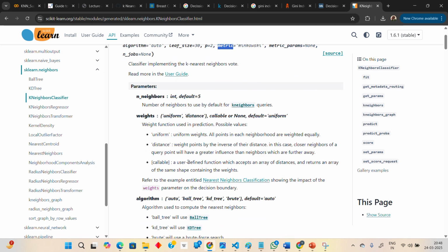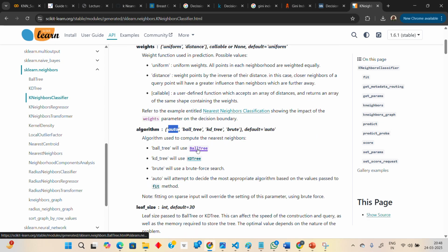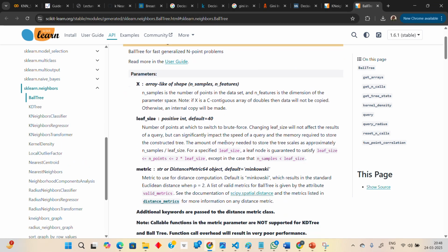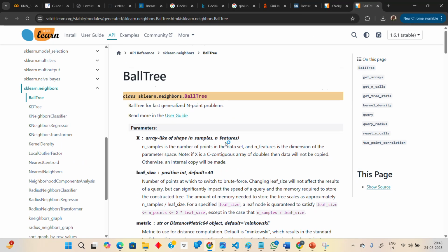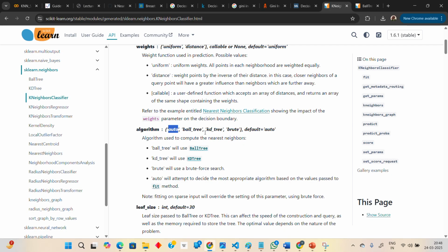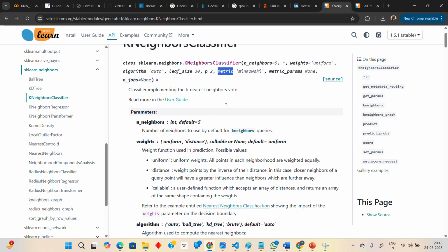But anyway, if you are interested to know what these are, for example, the algorithm options: auto, ball tree, KD tree, brute. By default it is automatic. What is this ball tree? Again, this is one more representation. There is one more story of ball tree again, but anyway, these are not much discussed. So we will mainly focus on neighbors and metric.